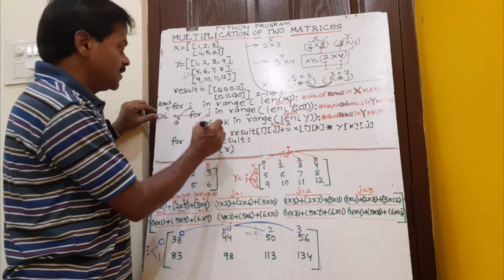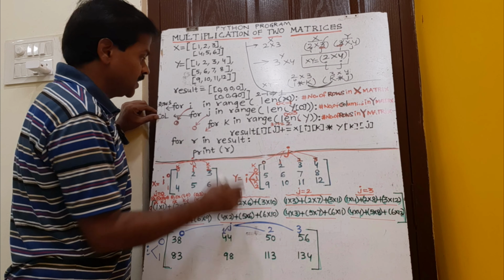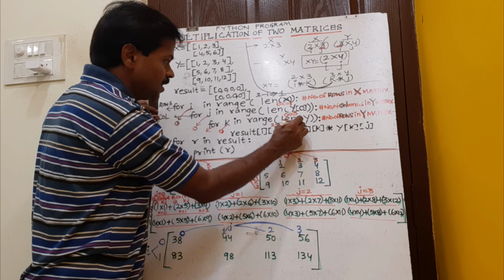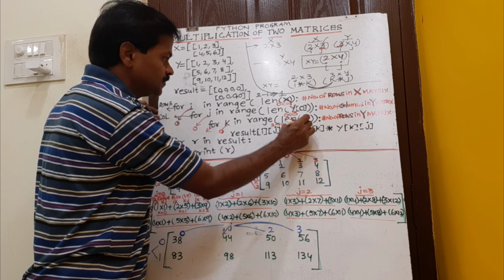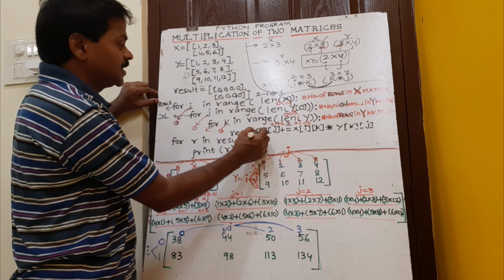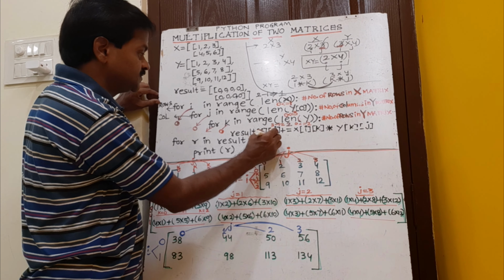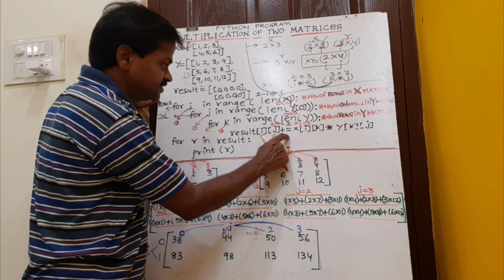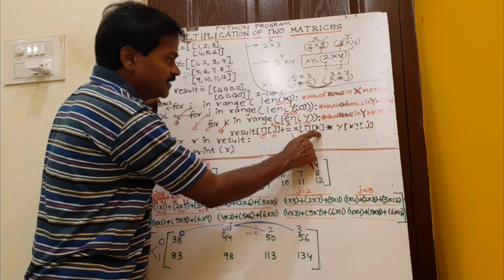Okay. K is 2. By default K value will be 0. 0 less than or equal to 2? Yes, true. So I0, J0, K0. So here result of Ij, result of 0, result of Ij is equal to result of Ij plus x of Ik.